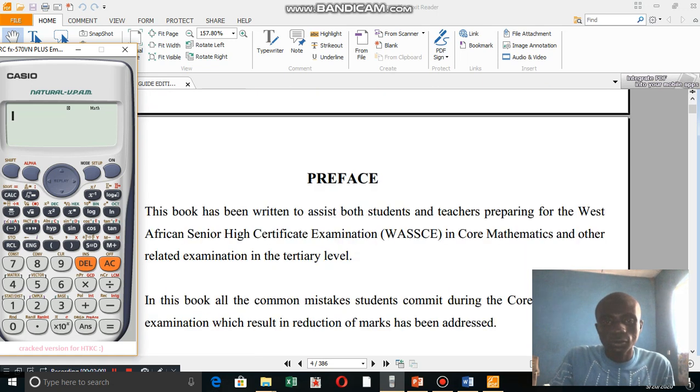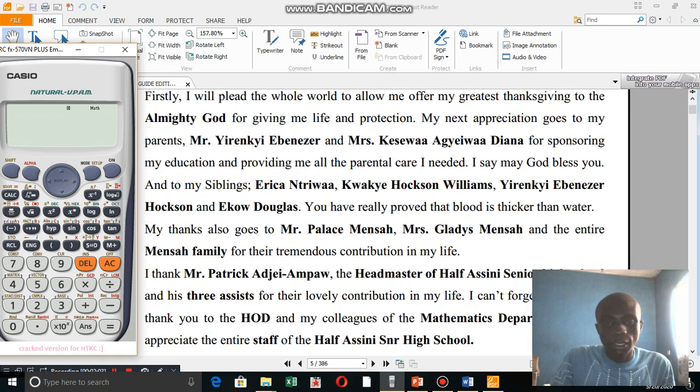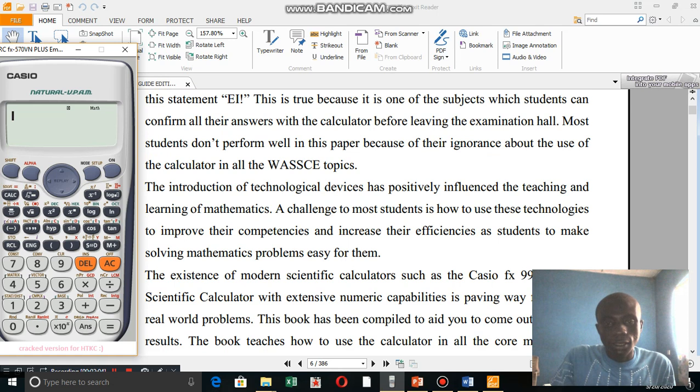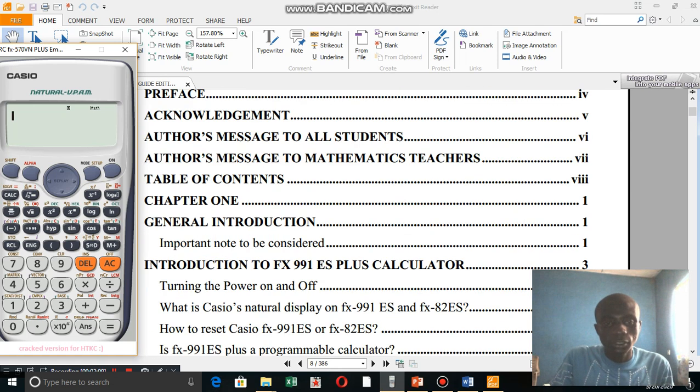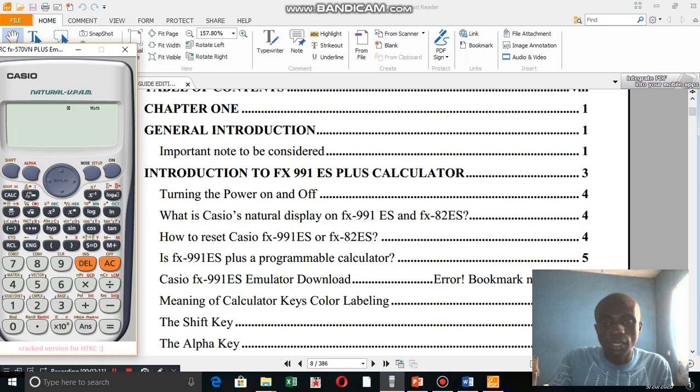This is the table of contents of the book. We have the introduction to the FX-991ES Plus calculator. In fact, you are seeing a calculator simulator beside the book. That is what we are going to use for our practical demonstration.